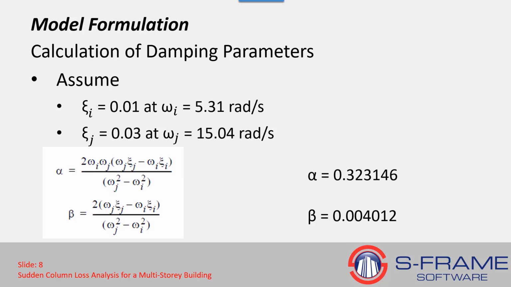We found that alpha equals 0.323146 and beta equals 0.004012. And we actually have a spreadsheet template to calculate alpha and beta if you know the different damping parameters and frequencies.